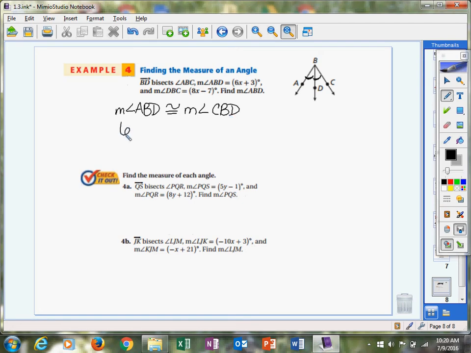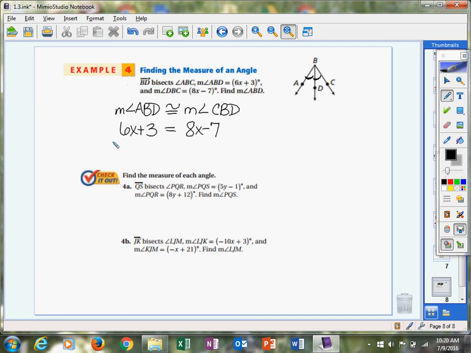We know that the measure of ABD is 6x plus 3, and we know the measure of DBC, or CBD, is 8x minus 7. They want us to find ABD, one of the smaller angles on the inside. So we don't have to find all three angles, which I think we had to do for the last segment in example 4 in the last section.